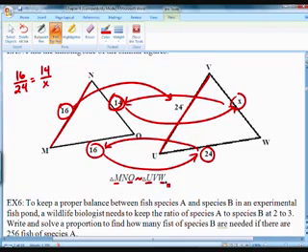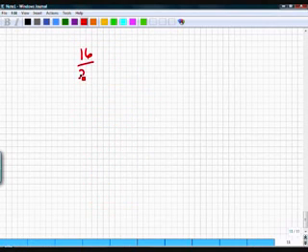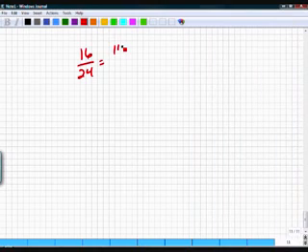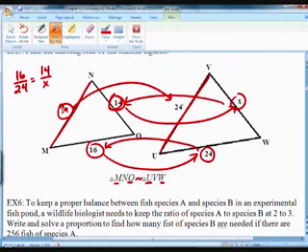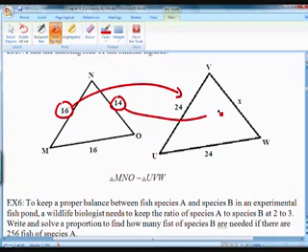Yes, sir. Yes. 16 over 24 equals 14 over X. Is that right? No, you cannot, because again, let's talk about why. It all depends on what went together. 16 went with, look at your second shape, 24. That's the reason you did 16. Now, I see what you're saying, and I'll address that in a second. 16 went with 24, 14 went with X.